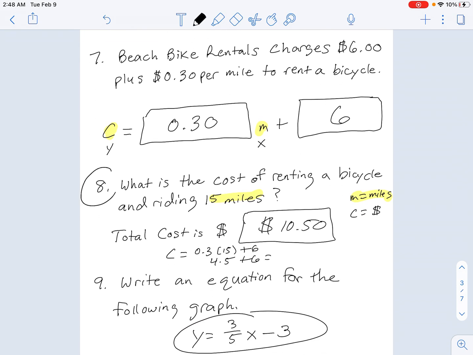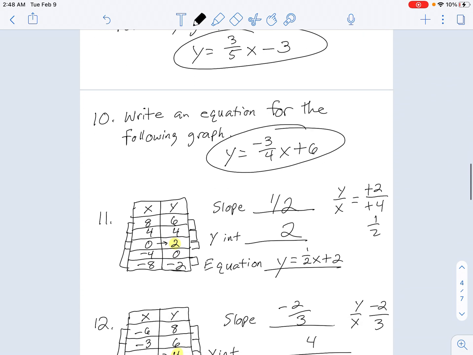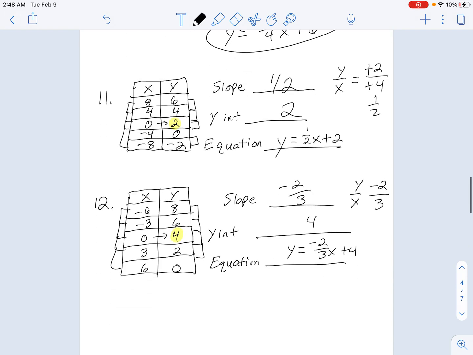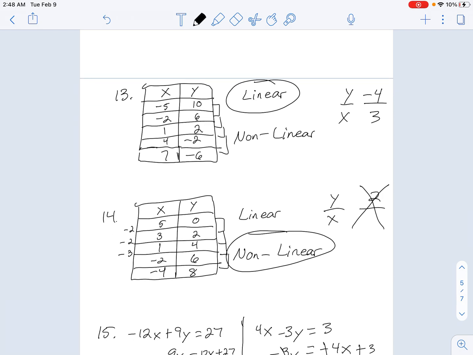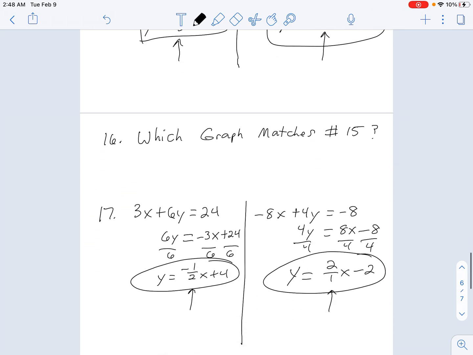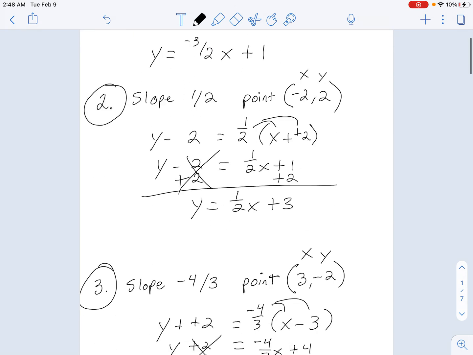I should see something on number 8. 11 and 12, it's iffy. You can show work or you can not show work. 13 and 14, same thing. 15, for sure. 17, for sure. I need to see work.